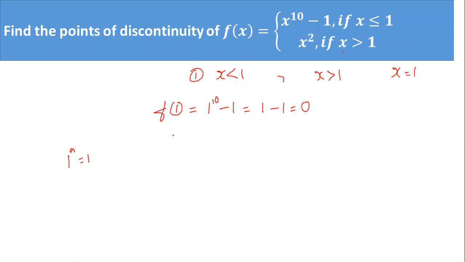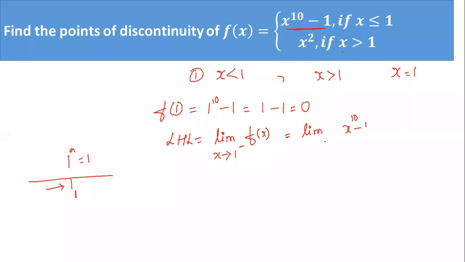So now you have to check for the left hand limit. Left hand limit is, you are approaching 1 from the left. That is limit of f of x as x tends to 1 from the left. So the value you are taking is less than 1. When it is less than 1, you have to use the first definition, that is limit of x to the power 10 minus 1 as x tends to 1 from the left, which is equal to 1 to the power 10 minus 1, which is 0.